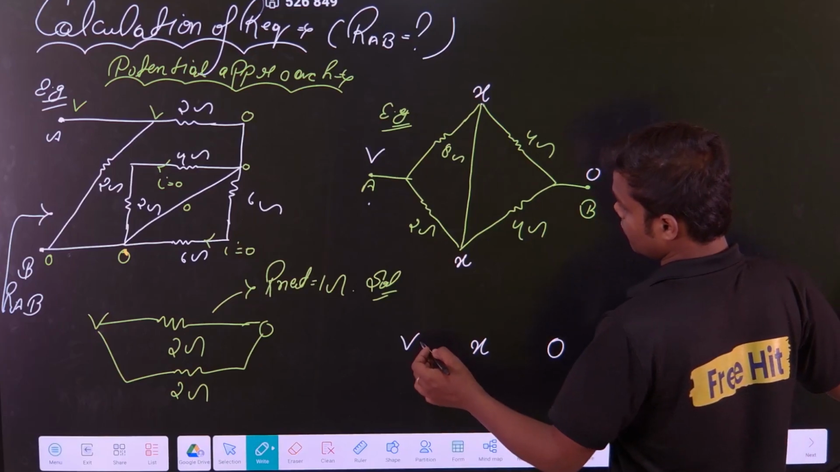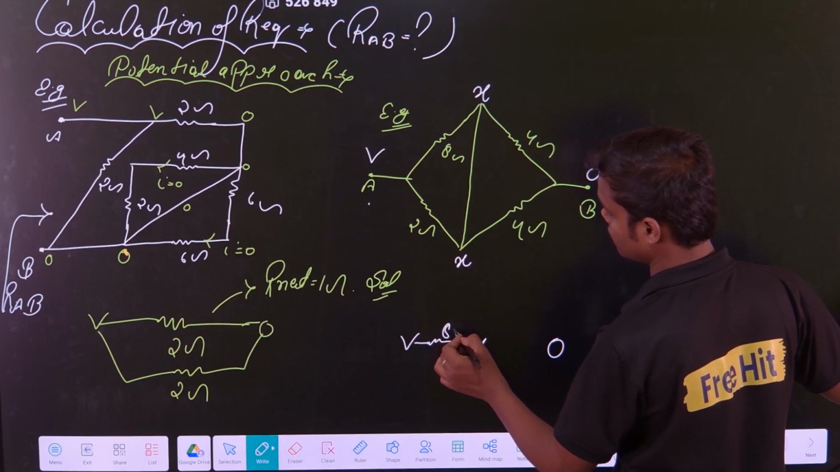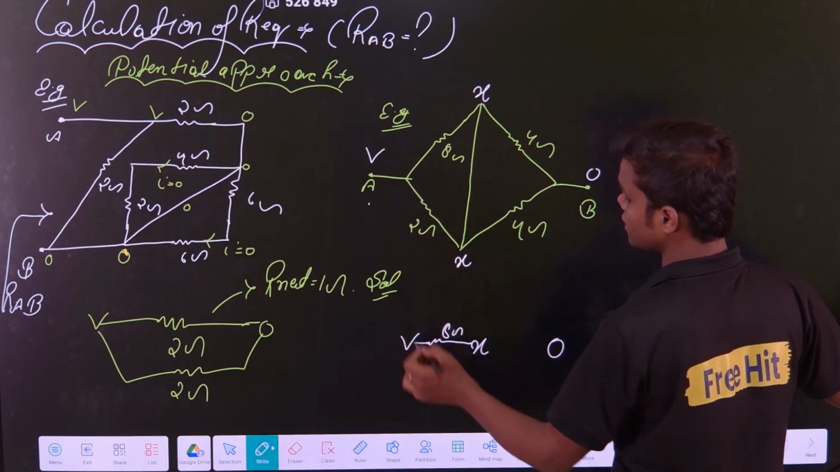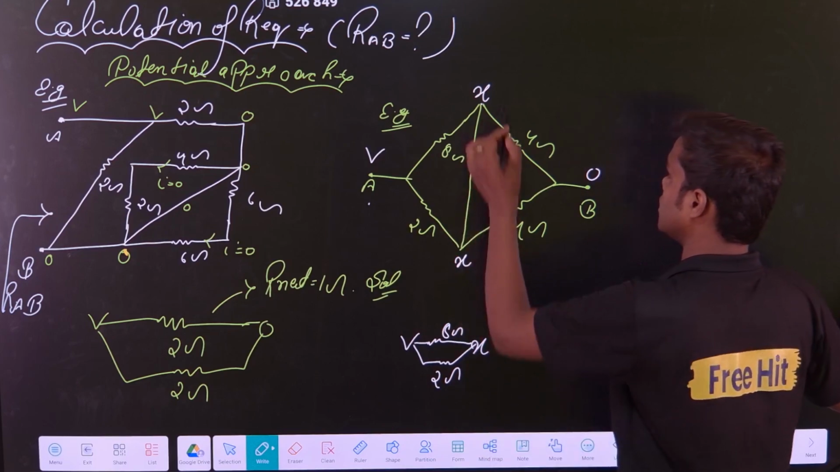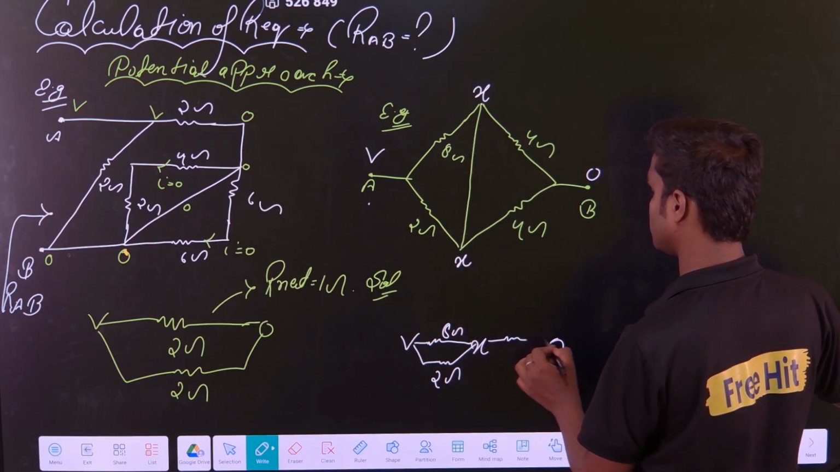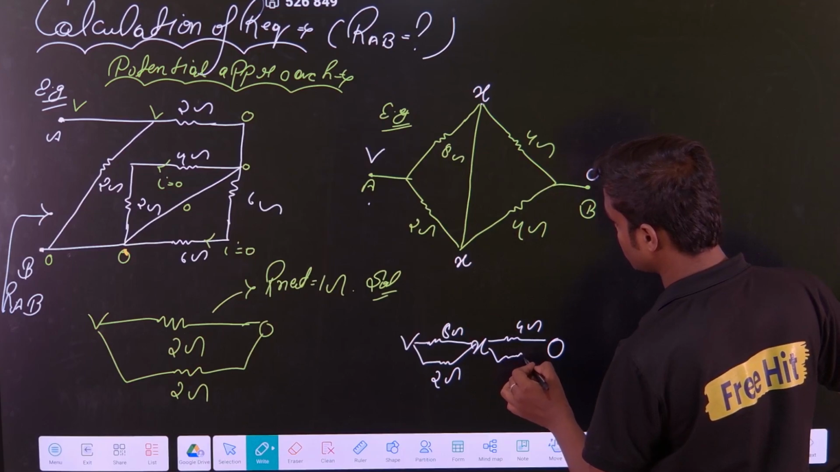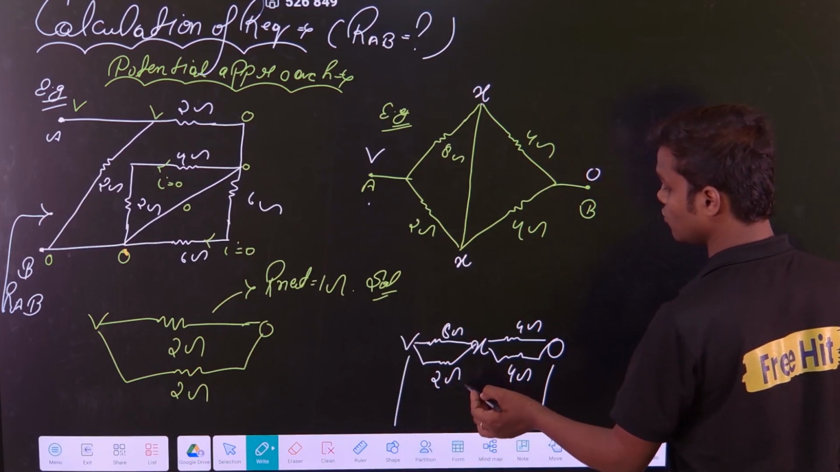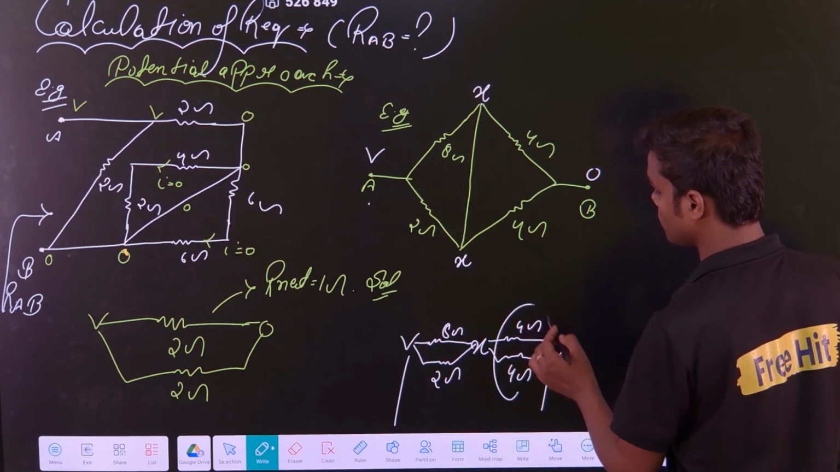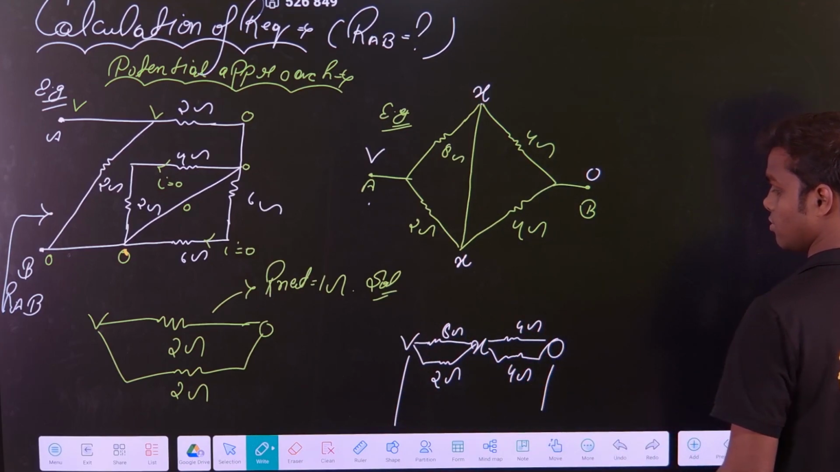Between V and X we have an 8 ohm resistance. Then between V and X we have a 2 ohm resistance, correct? Then between X and 0 we have a 4 ohm resistance. Then between X and 0 we have another 4 ohm resistance. So you can see these two are in parallel and these two are in parallel, correct? Are you getting my point or not?